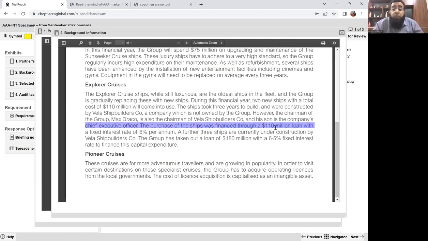The purchase of this ship was financed through a $110 million loan with a fixed rate of interest of 6% per annum. A further 3 ships are currently under construction by Vala Shipbuilder Company. The group has taken out a loan of $180 million with a 6.5% fixed interest rate to finance this capital expenditure. So again, there is an audit risk relating to borrowing cost. They are funding their capital expenditure through loans.